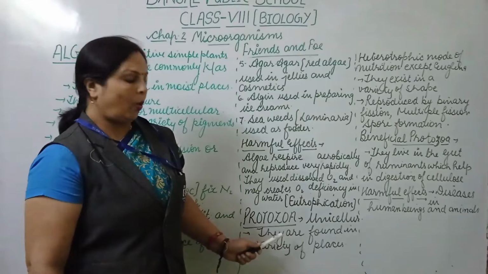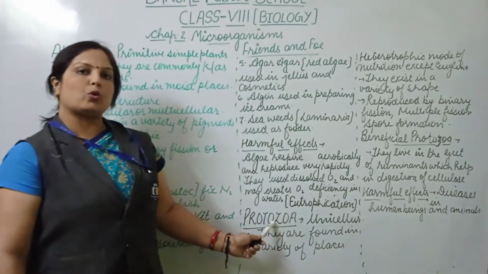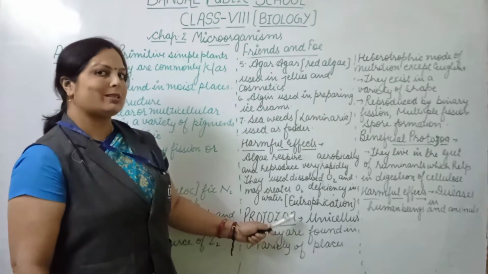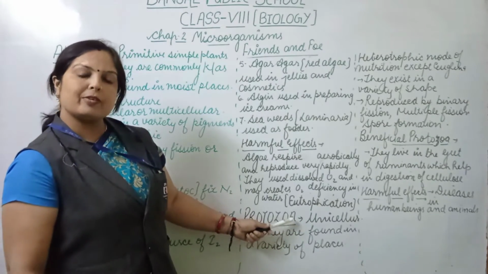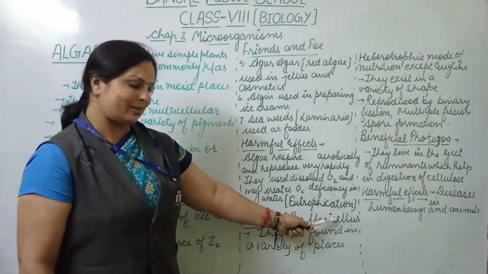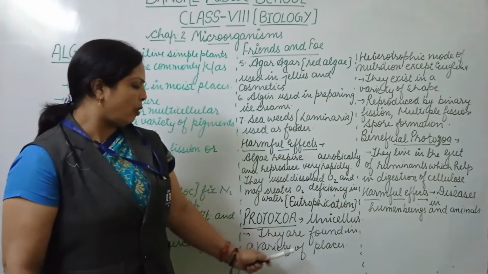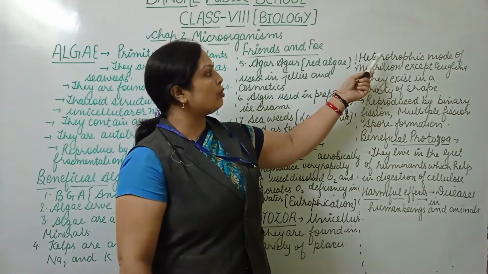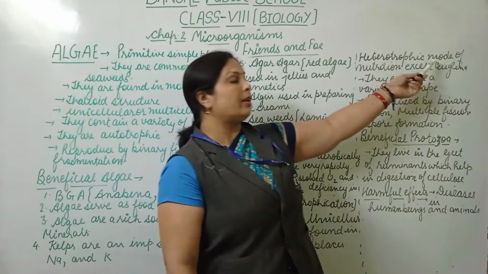Clear? Now, another microorganism is protozoa. Proto means first and zoa means animal. The primitive and first organisms are known as protozoa. That's why they are unicellular. Clear? And they are found in a variety of places. Their mode of nutrition is heterotrophic except Euglena.